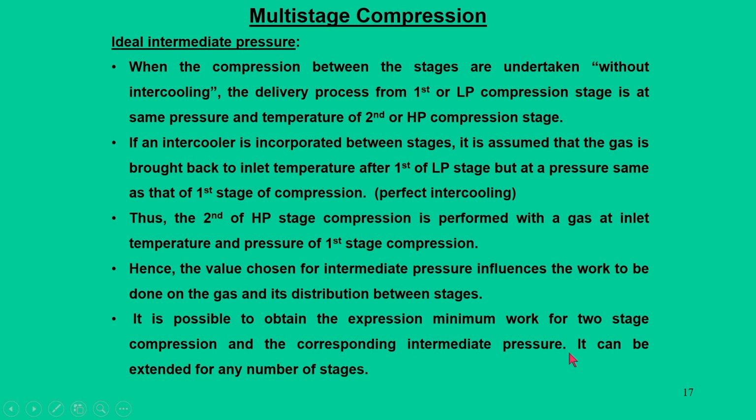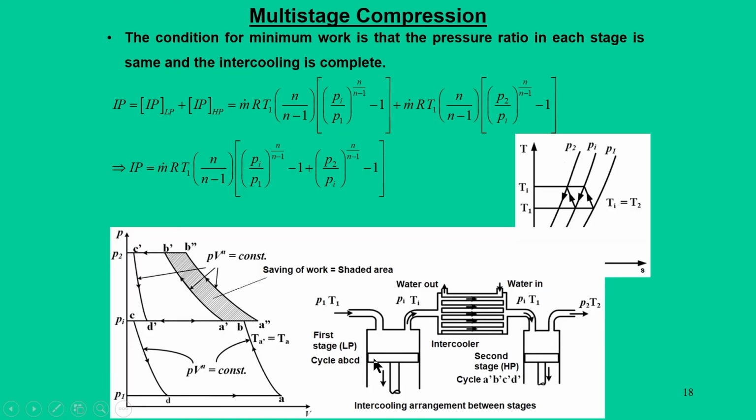This particular philosophy can also be extended to any number of stages. The condition for minimum work is that the pressure ratio in each stage is the same and intercooling is complete. Since there are two stages, the total indicated power we can calculate for the LP stage and for the HP stage. In the low pressure stage the pressure goes from P1 to Pi, and in the HP stage the pressure goes between Pi and P2.